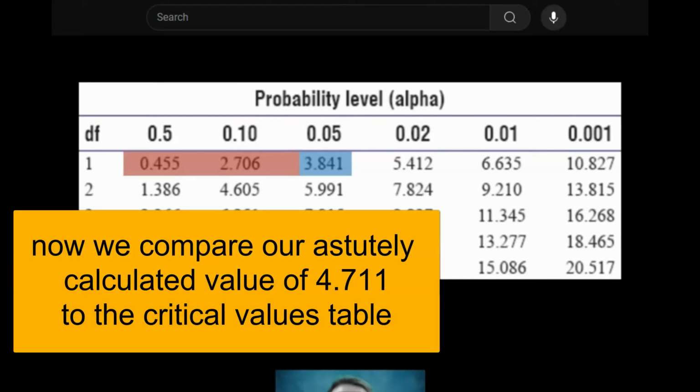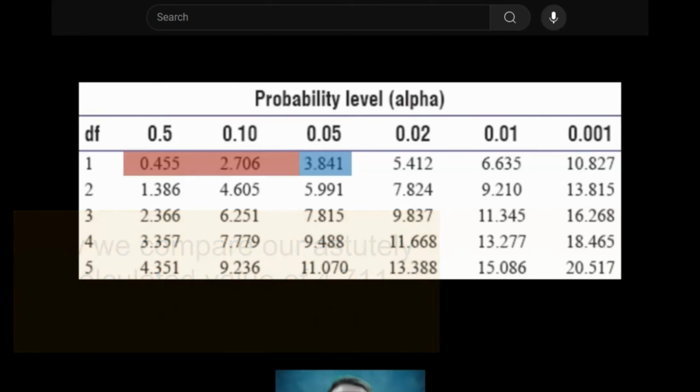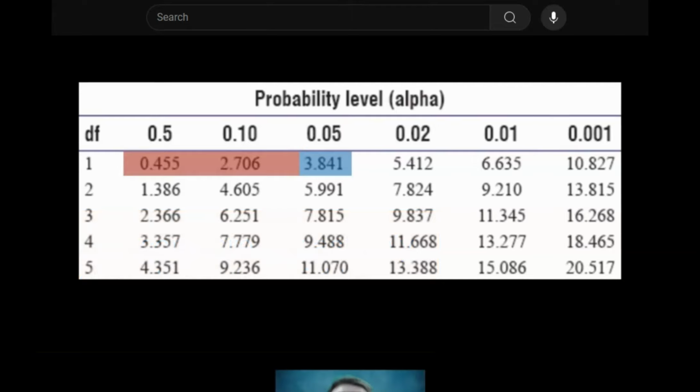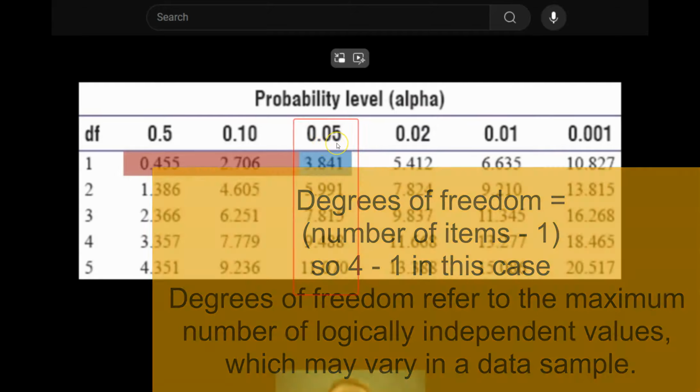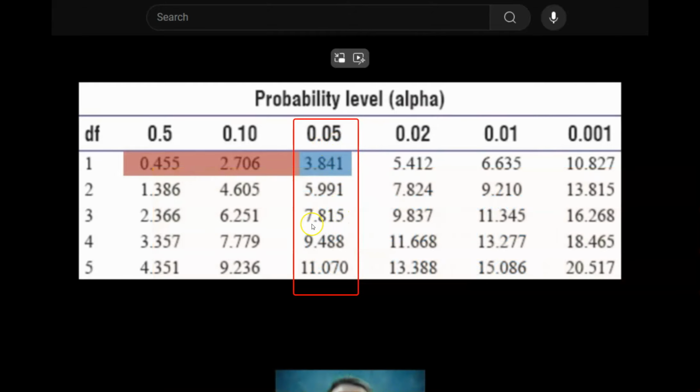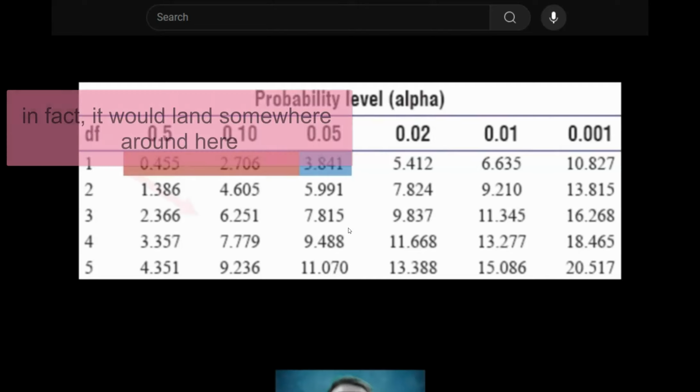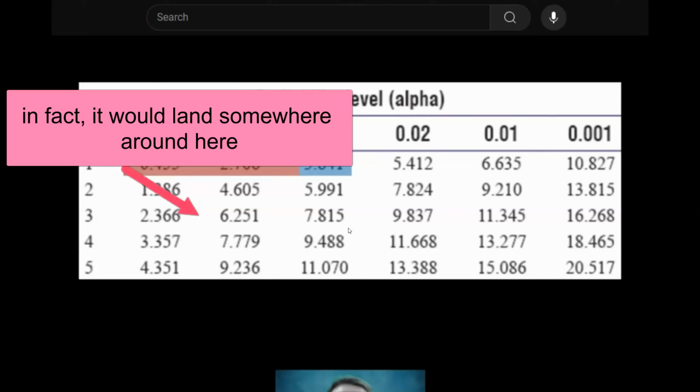Okay, so the next step would be to decide how many degrees of freedom we have. As we have 4 rows, degrees of freedom would be 3. So looking at the 0.05 column, we see the critical value 7.815. This means that the null hypothesis cannot be rejected, as 4.71 is less than 7.82.